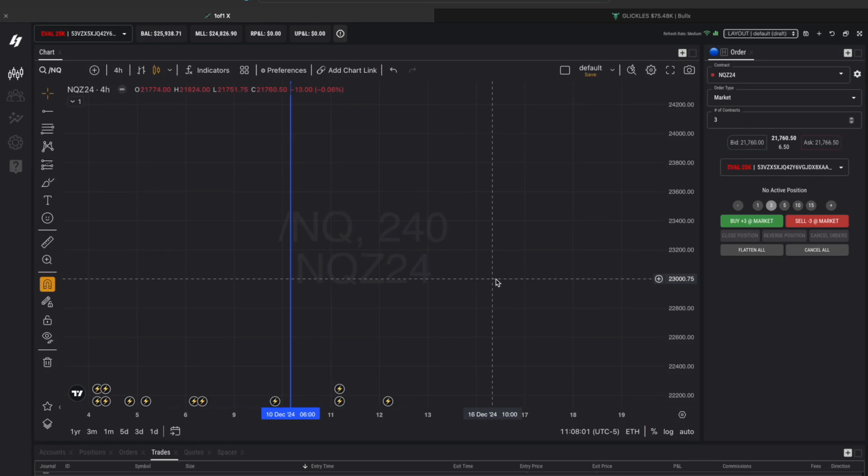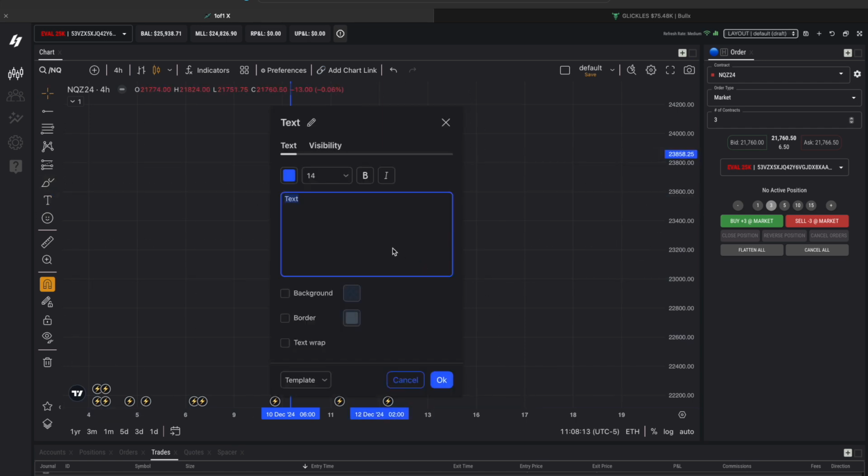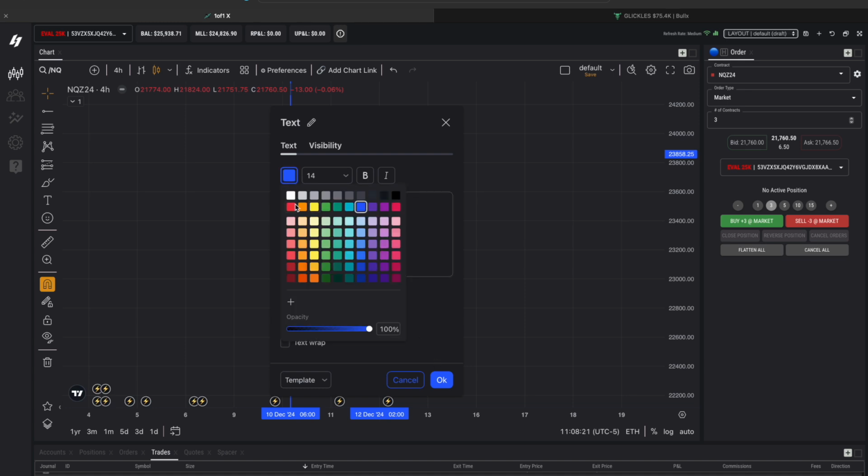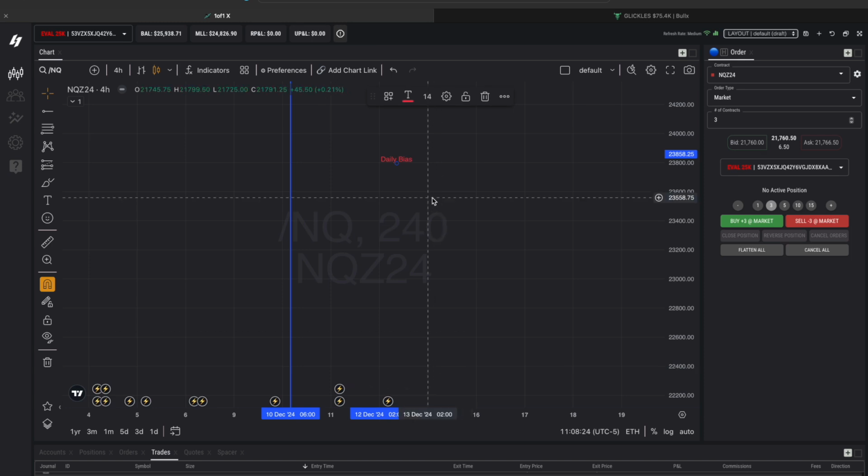Today I'm going to be talking about my day trading strategy that I use every single day, and maybe this will help you figure out what strategy you're going to use. So the first thing I look for is the daily bias, to determine if it's either bearish or bullish for the day.